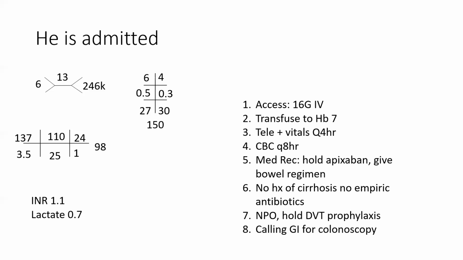Okay, so we did all of our things in our little algorithm. We admitted him, we asked for a 16 gauge IV in both arms. We're transfusing him if his hemoglobin's less than 7. We have him on tele, and we're checking his vitals Q4, checking his CBC every 8 hours. We're holding his apixaban because you guys are on top of it. You're going to give him a bowel regimen to help prep him for GI to do a colonoscopy. No history of cirrhosis, so we don't need any empiric antibiotics or octreotide. We're not concerned about an upper GI bleed, so we're not going to give him a PPI to reduce the acid. He's NPO. And then you call GI and say, hey, I got a guy here with a lower GI bleed. Can you scope him tomorrow? They say, sure. Questions on this?